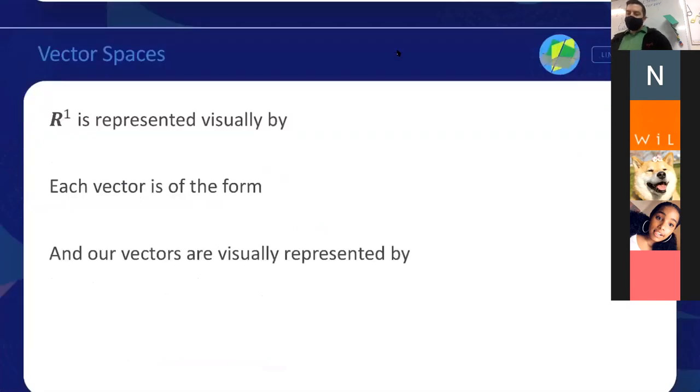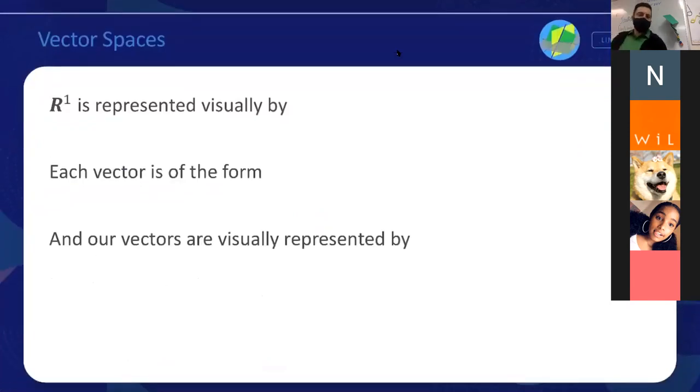All right, so R1, this is the one you have seen for the longest. It's visually represented by an axis, the number line. Early in elementary school, you probably started drawing a number line. And you put 0 on the number line. And literally the vector will be of the form a number.